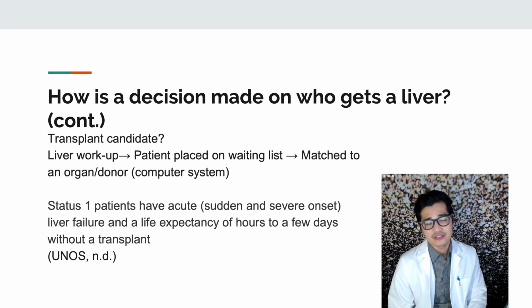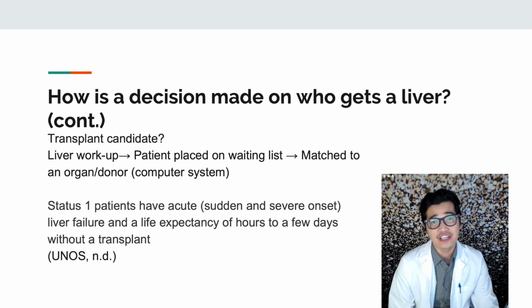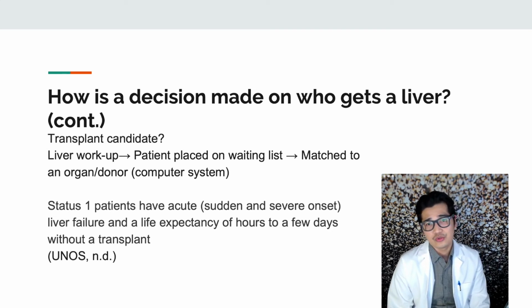The clinical team will decide if this patient is a transplant candidate, if they have the right socioeconomic resources to go forth with a transplant, if they will be able to comply with the lifelong medical and pharmacologic management that a transplant patient needs. The patient is placed on a waiting list, and once a donor organ is available, they are matched to a patient through a computer system that the UNOS uses.